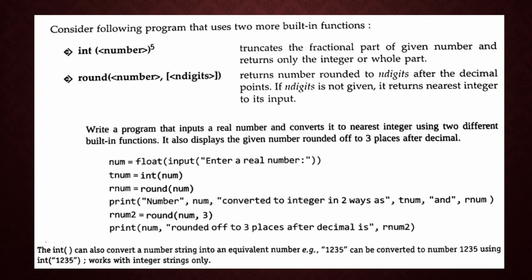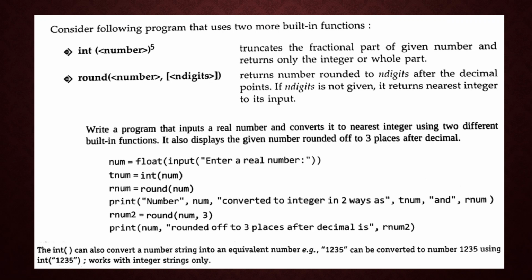Today, consider the following program that uses two more built-in functions, that is int and round. So int of number: if it is an integer, no problem, it will display as it is. If it is a floating point number, it truncates the fractional part of the given number and returns only the integer part, or only the whole part.